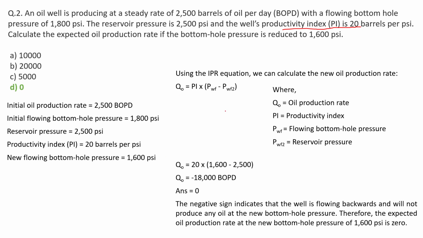So multiplying it with the new pressure difference, with the value of the oil production rate, we are getting a negative. Now the negative sign indicates that the well is flowing backwards and will not produce any oil at the new bottom hole pressure. Therefore, the expected oil production rate at the new bottom hole pressure of 1600 psi will be 0. So whenever you are getting the value in negative, that means we will not be able to get our oil from there and it is moving in the opposite direction. So for that, the answer will be automatically 0. So option D is the correct answer.